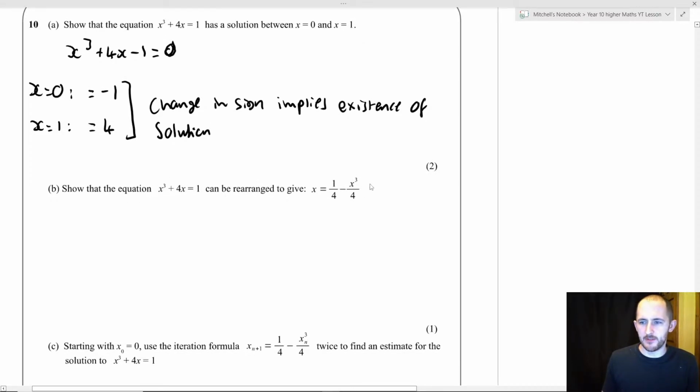And show that it can be rearranged. Okay, this shouldn't be too bad. One thing to note though is you're not rearranging for x cubed, right? Because the x cubed is actually over here. So you're actually just rearranging for x. So again, look at the signs. There's a minus x cubed. Everything's divided by 4. So using those things together, you can probably see we want to get 4x by itself.